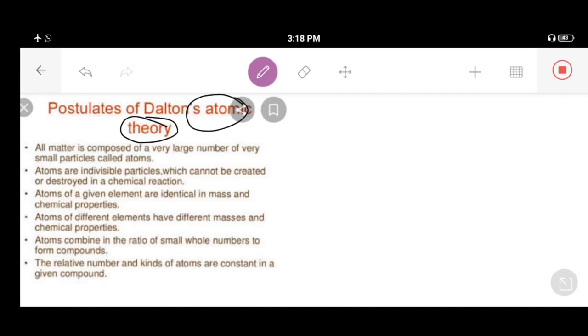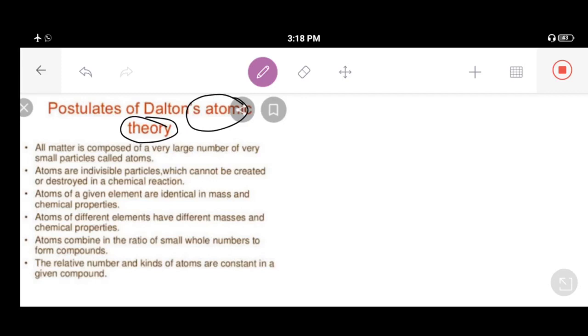If somebody poses you a question, why did John Dalton propose the atomic theory? Why was there a need for an atomic theory? This is a big question, and you must answer it. It was actually the laws of chemical combination which forced John Dalton to propose this theory. And I told you that around 25% of chemistry is based on this atomic theory. He proposed a model of an atom, which is named John Dalton's atomic theory.